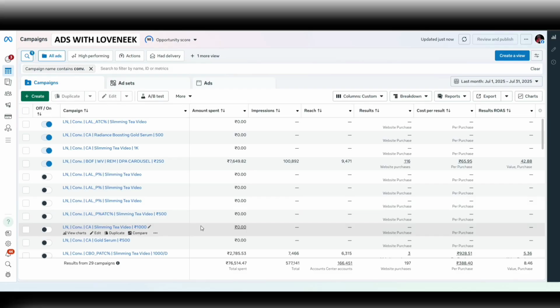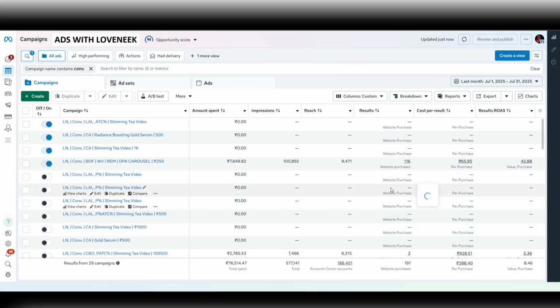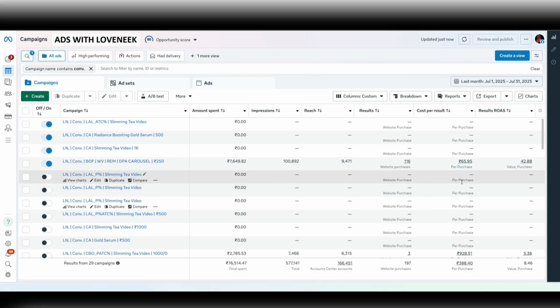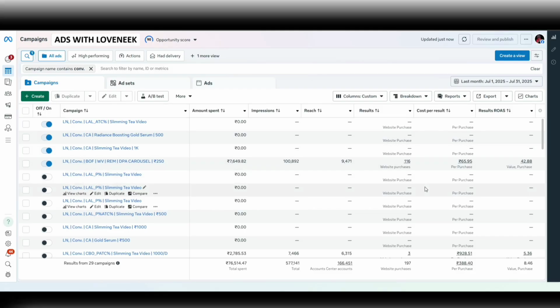So the client here was in the beauty and skincare niche with around 30 to 35 SKUs. When I started, they were struggling badly, forget about profits, they weren't even breaking even. And if you ever run ads for a skincare brand, you would know how tough it is.